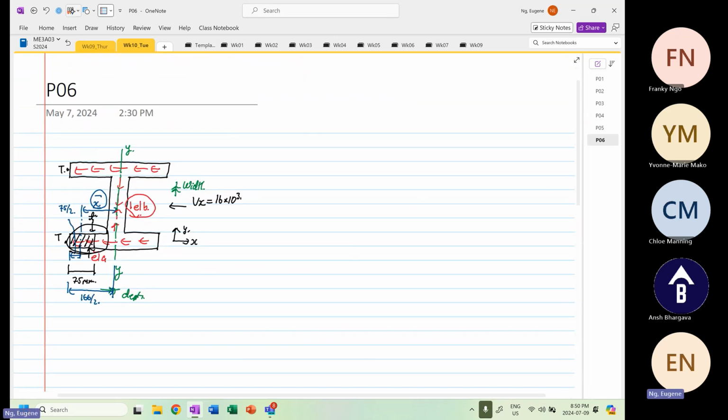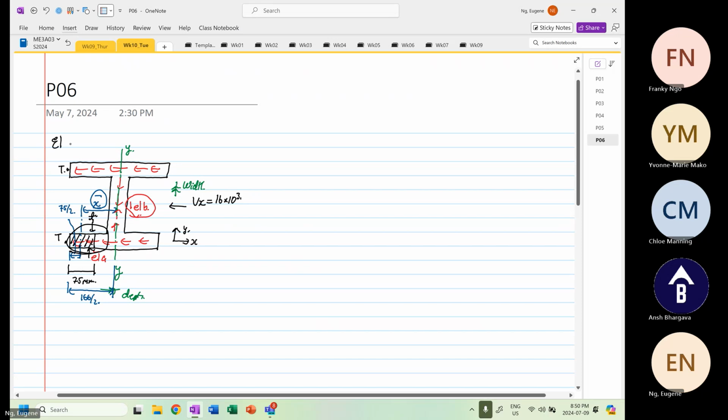So we are now going to focus on element B. We know that at element B, we are going to deal with Vx, which is equal to 16 times 10 to the power 3 Newton. Element B is at the terminal. Therefore, Q is equal to 0, so the shear stress is equal to 0 due to Vx equal to 16 times 10 to the power 3. Okay, now we know that.